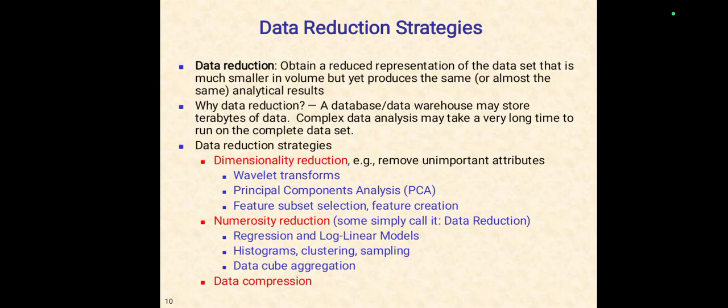I will be explaining more on the techniques in the upcoming lectures, but today I am going to briefly talk about them. Dimensionality reduction: here we have wavelet transforms, PCA (principal component analysis), feature subset selection, and feature creation. The second one is numerosity reduction, where we have regression, log linear models, histograms, clustering (grouping the data based on similarity), then sampling, data aggregation, and data compression, used to reduce the size but not compromise the quality of data. So these are the basic data reduction strategies we have, right?